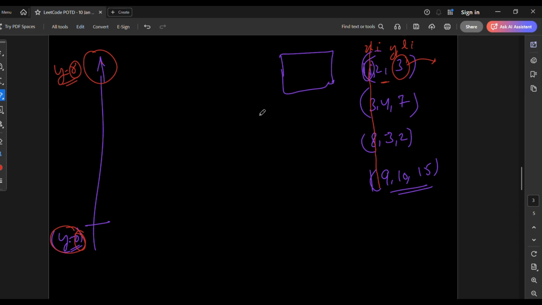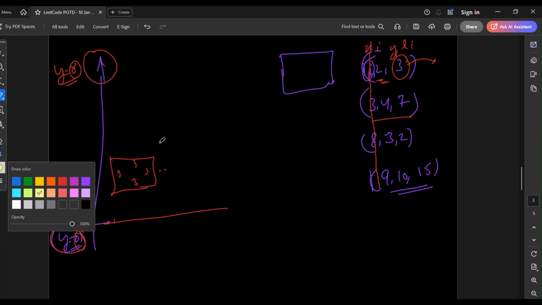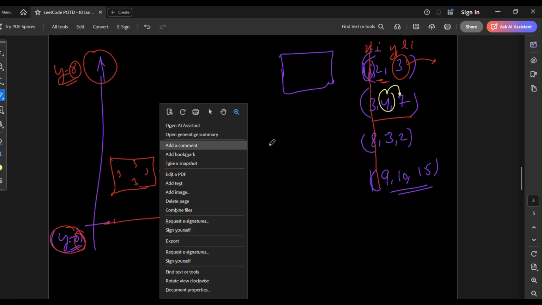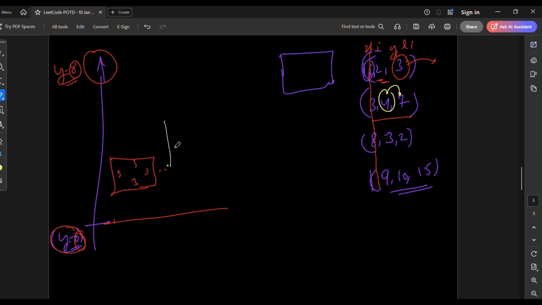If I draw this square, it will be 1, 2, and it will have a side length of 3. So it's clearly 3, 3, 3 and 3. The next point is 3, 4. Let's say I have this point 3, 4 somewhere else, and the maximum height will be 4 plus 7, because 4 is the bottommost point and I add 7 to it. And the third point is 3, with 8, and 3 here.